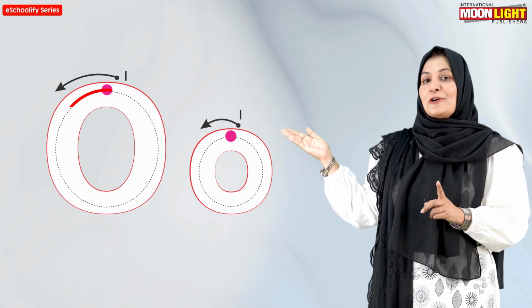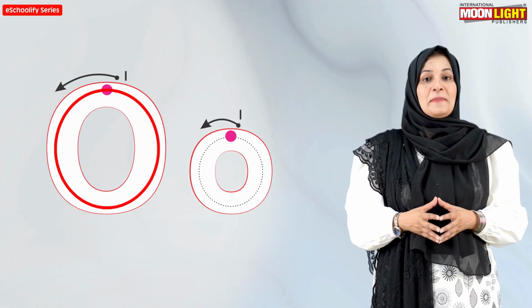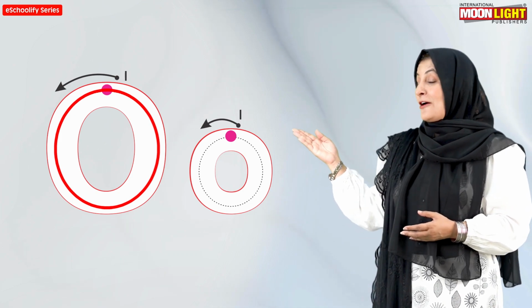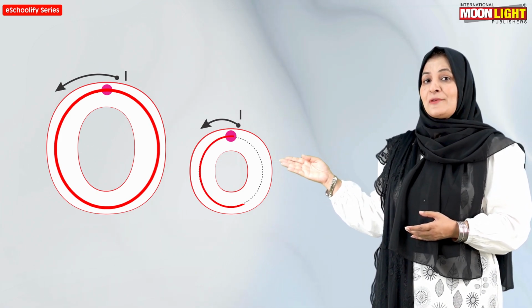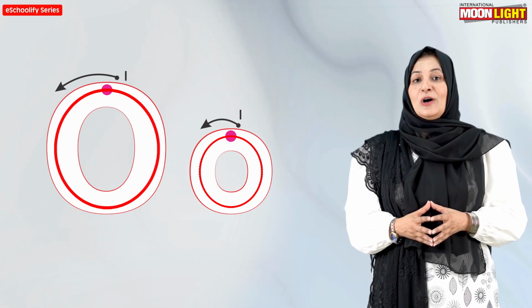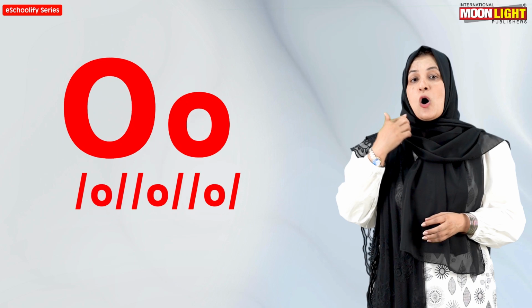Start from the first line, go round, round, round and stop. It will make capital O. Start from the second line, go round, round, round and stop. It will make small O. The letter name is O. The sound of O is O.